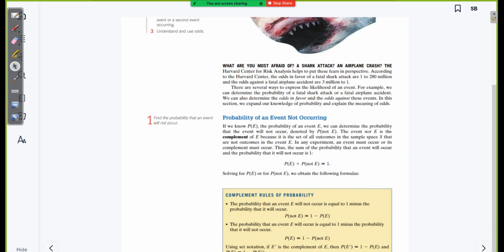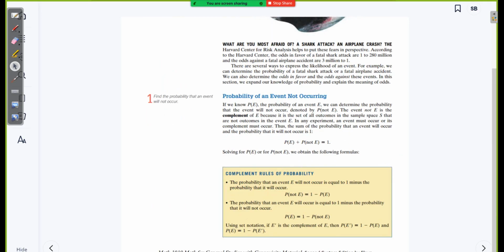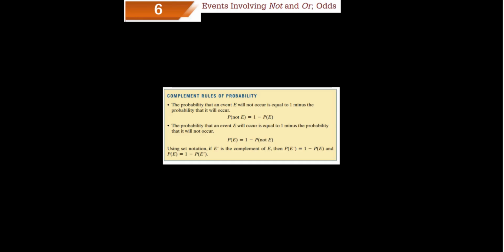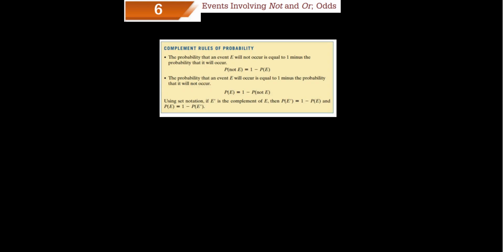So I'm going to try my best to put it into words that I feel like you will understand better. And we'll start right here with the complement rules of probability. It's called complement, C-O-M-P-L-E-M-E-N-T, the complement rules. And looking at the top, we'll start up here. So the probability that an event E will not occur.